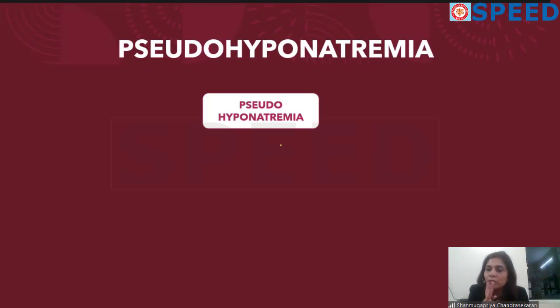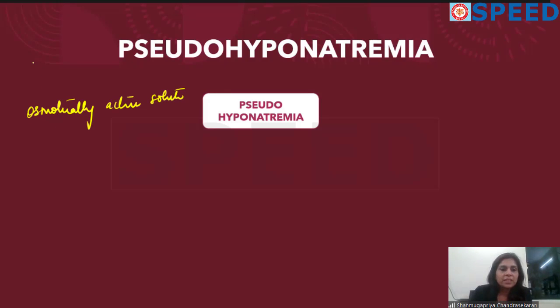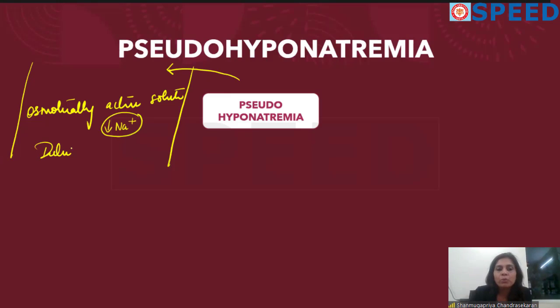And this is observed in two conditions. One is presence of osmotically active solutes in the circulation, in which these solutes attract water into the circulation, and this water dilutes the circulation and that causes a decrease in sodium. So we call this condition dilutional hyponatremia.